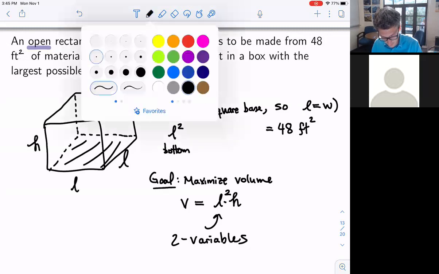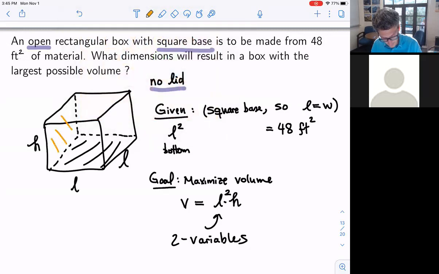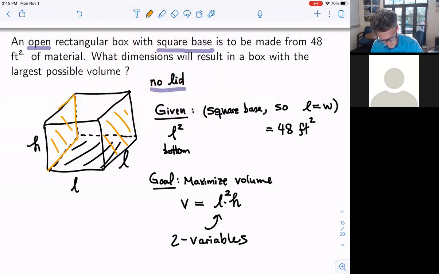The left and right sides, let me try and shade those in this way. So the left and right sides are going to be L by H. So this orange side here, and this orange side here, that's going to be H. That's how tall it is going to be, H by L. So I have H by L, that's the left side and the right side, and there are 2 of them. So I need to add 2 times that.